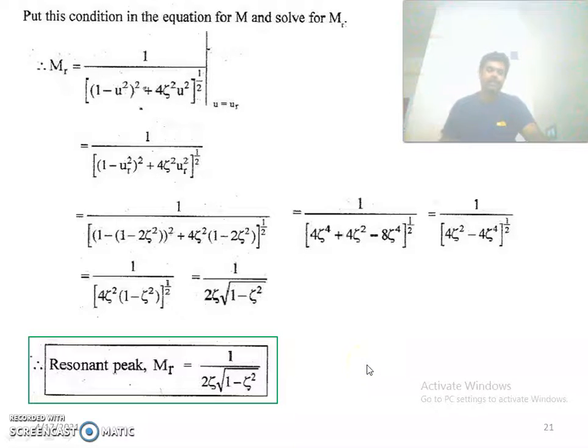So what is resonant peak? Expression for resonant peak Mr? Mr is nothing but 1 divided by 2 into zeta, the square root of 1 minus zeta square.